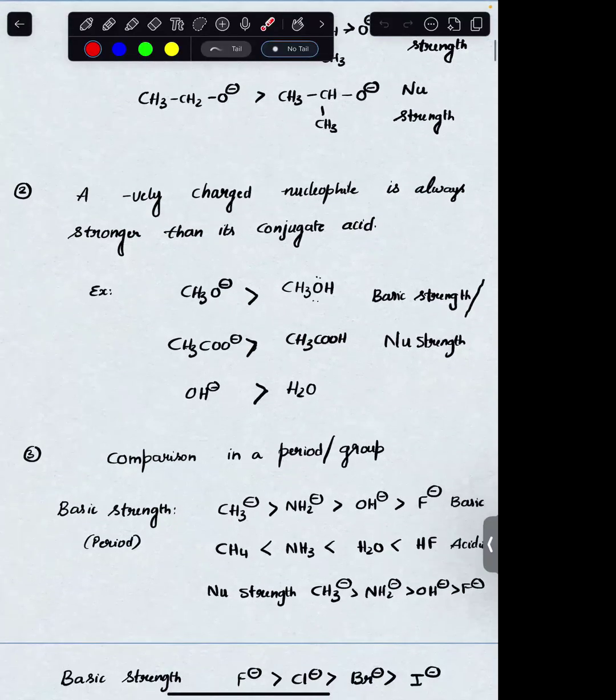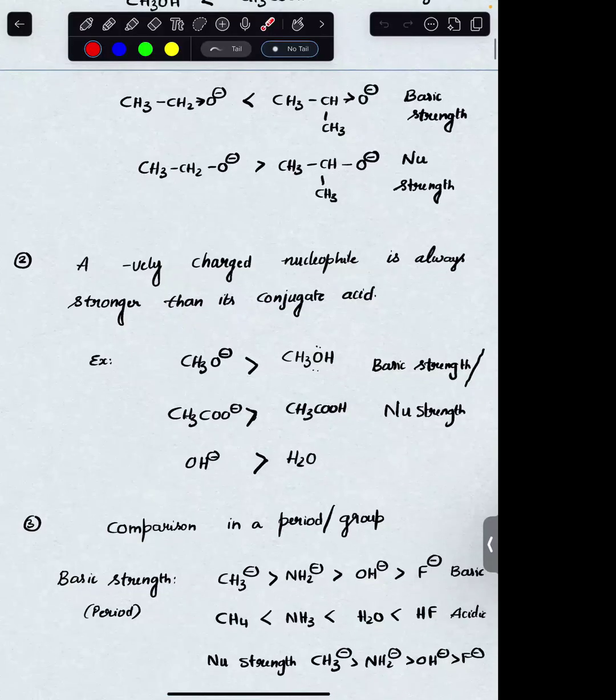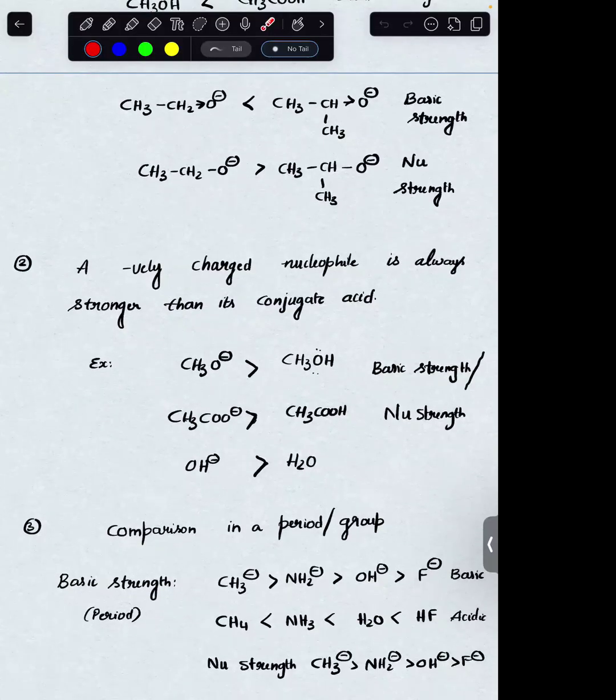Next, comparison in a period as well as in a group. If we look at the basic strength order, I hope every one of you can compare the basic strength order quite easily based on your GOC understanding. CH3 minus, NH2 minus, OH minus, F minus. Whenever you are comparing anything in a period, the dominating factor becomes electronegativity. So carbon being less electronegative, it cannot effectively handle the negative charge. Hence, it's always a stronger base when compared to F minus, which is able to effectively handle the negative charge. So the basic strength order is CH3 minus greater than NH2 minus, OH minus, and F minus.